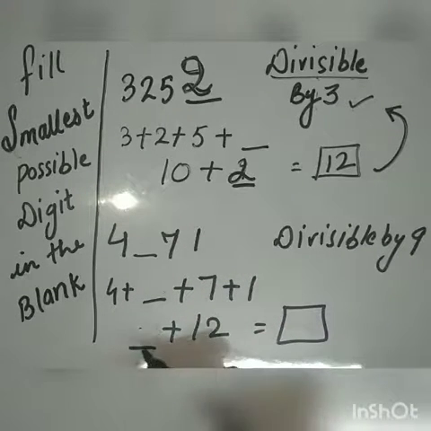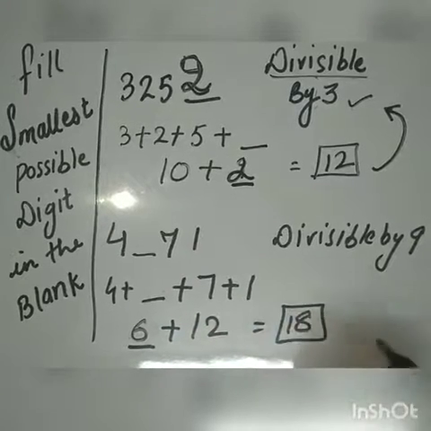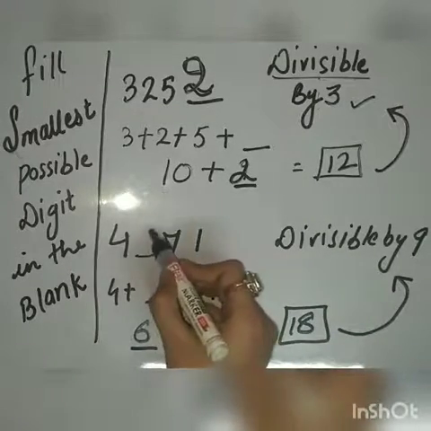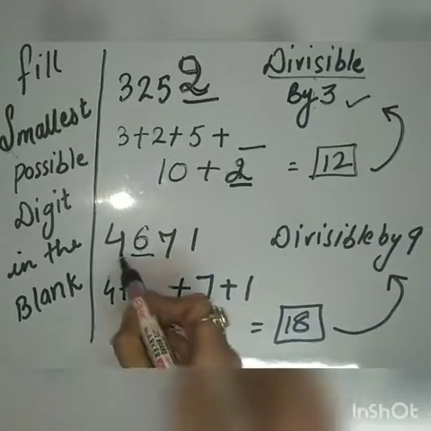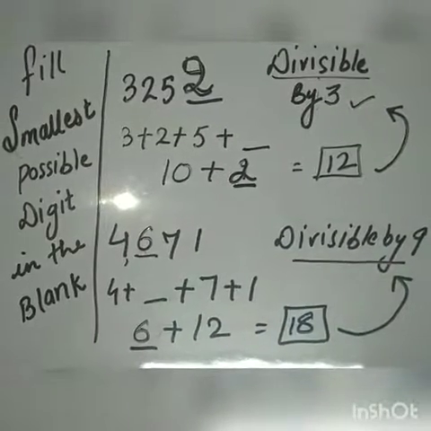We will fill here 6. 12 plus 6 is equal to 18. 18 is completely divisible by 9. So at this blank we will fill 6. 4671 is completely divisible by 9.